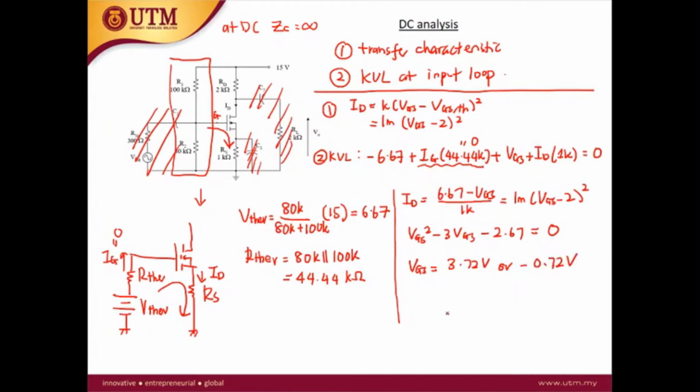You need to choose which one is your valid answer. The valid answer needs to be the value that is higher than the threshold voltage, because we need to turn on the transistor. So 3.72 volt is your valid answer. From this valid answer, you can calculate the IDQ from the second equation: 6.67 minus 3.72 over 1K equal to 2.92 milliampere. This is the solution for the DC analysis.